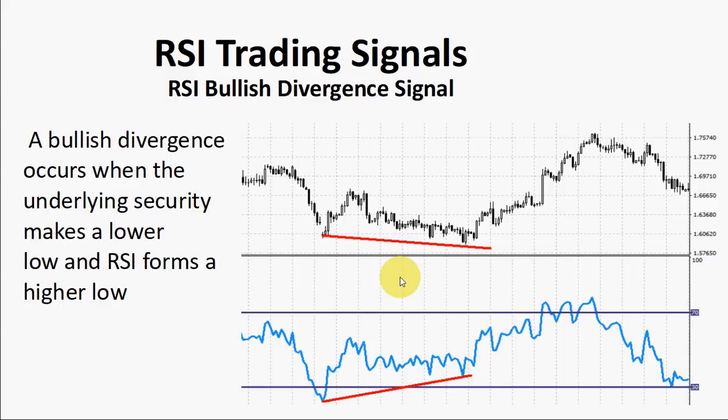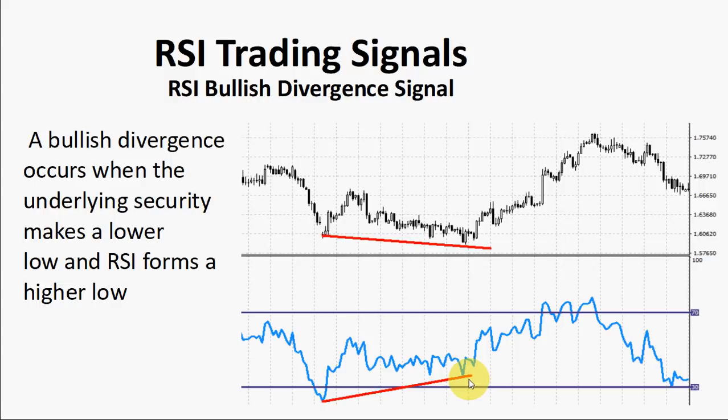So bullish divergence occurs when the underlying security makes a lower low. So you see the security itself, the price is trending lower, making a lower low, right? But RSI does not confirm that. Instead, it is making a higher low. So RSI does not confirm, but it's making the higher low. So RSI is trading the opposite direction. Price is telling us we are going downwards. RSI says no, we are trending upward.